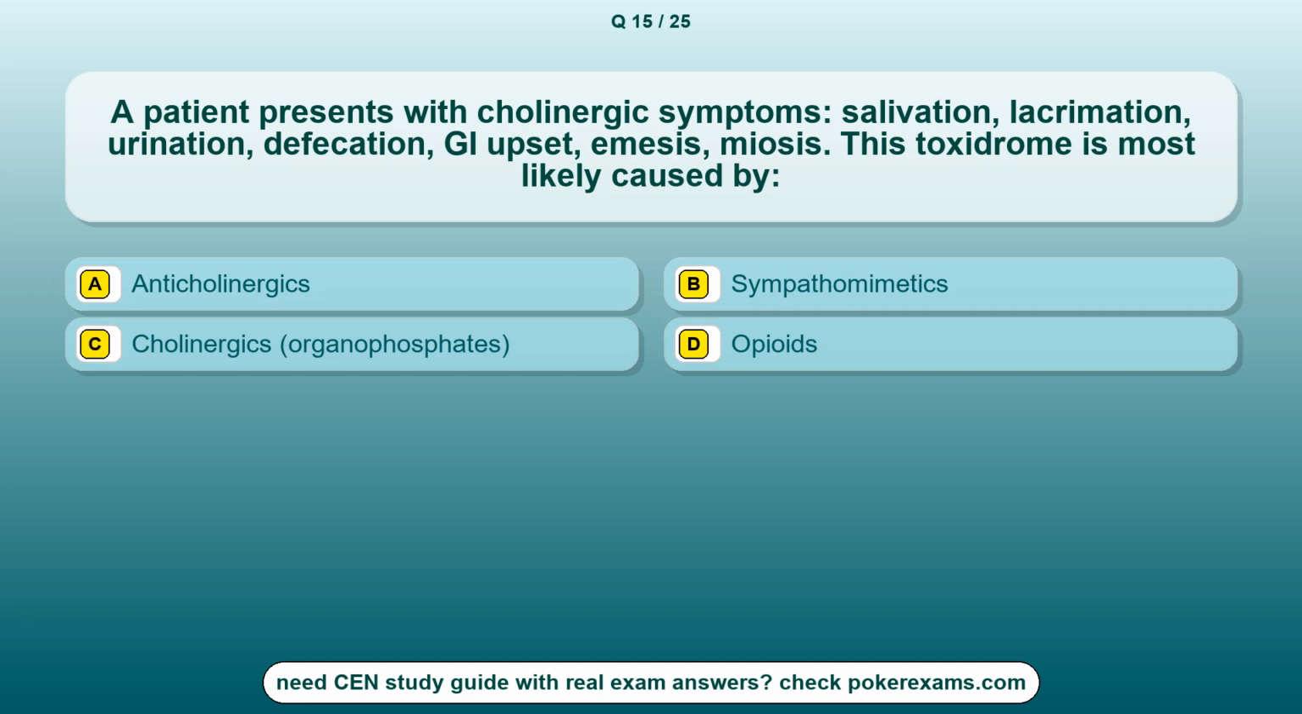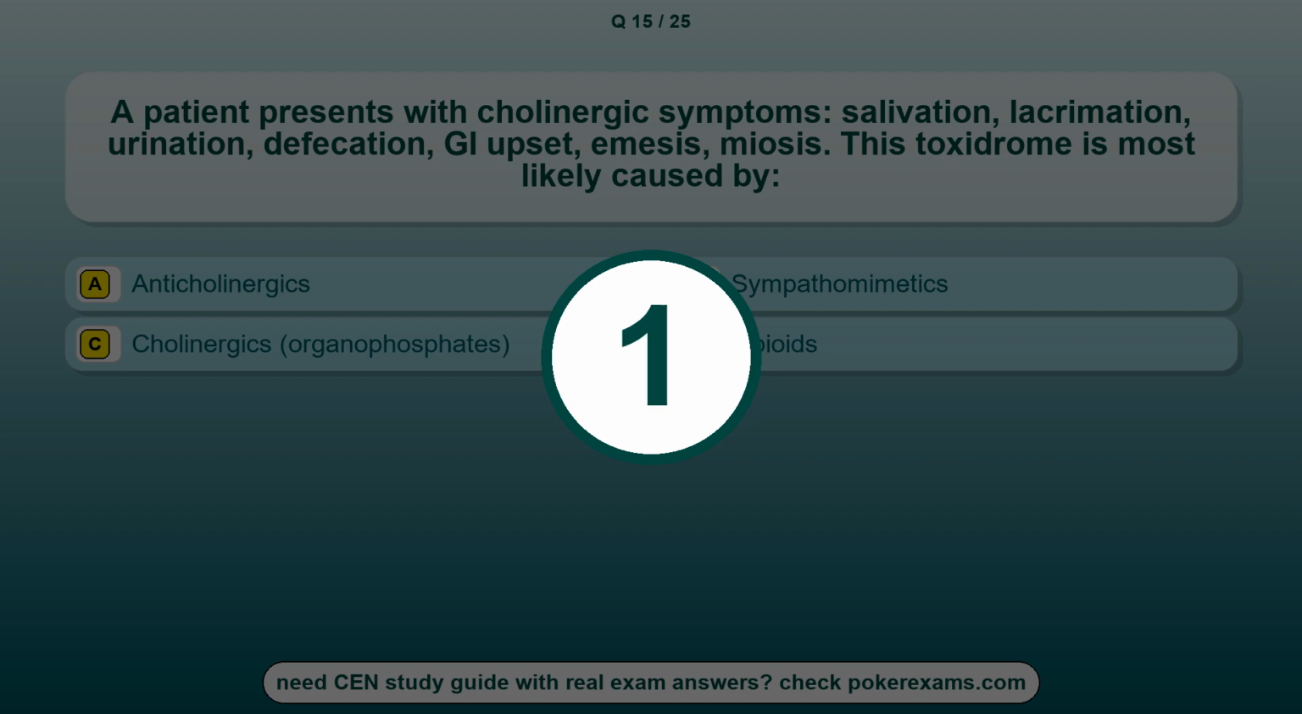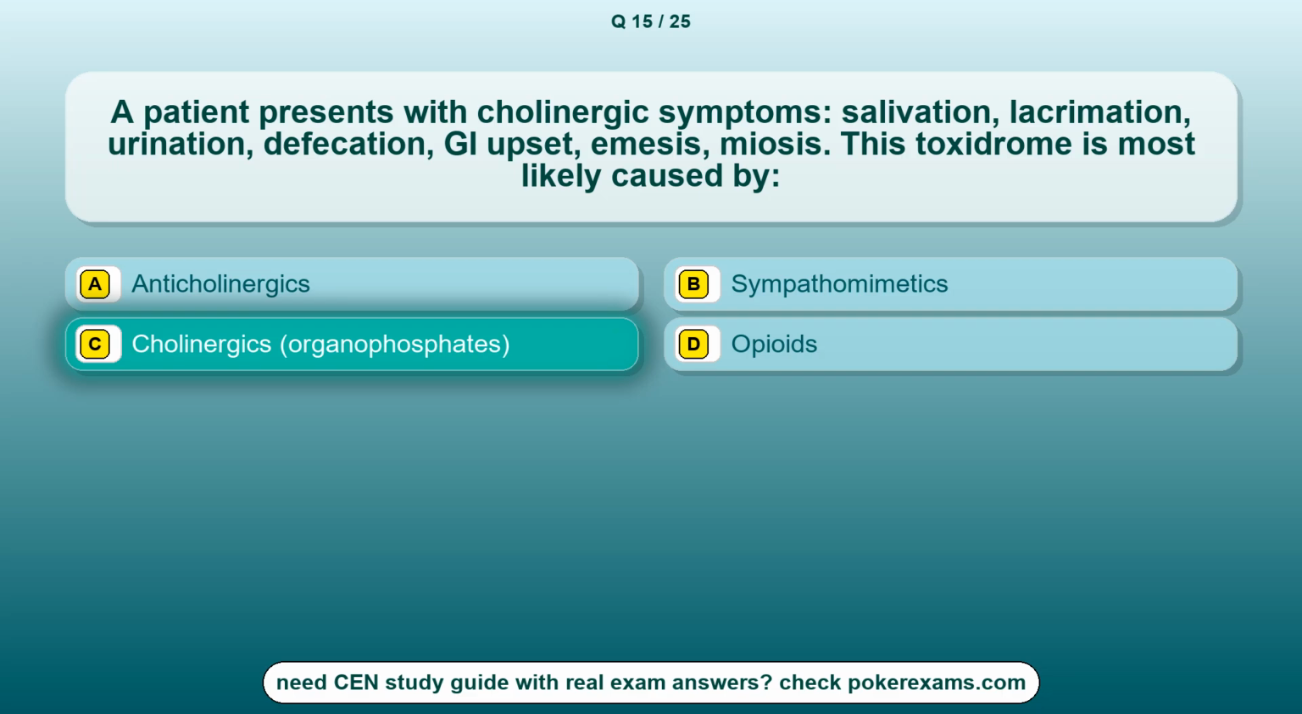Question 15. A patient presents with cholinergic symptoms: salivation, lacrimation, urination, defecation, GI upset, emesis, miosis. This toxidrome is most likely caused by: option A, anticholinergics. Option B, sympathomimetics. Option C, cholinergics, organophosphates. Option D, opioids. The correct answer is option C, cholinergics, organophosphates.